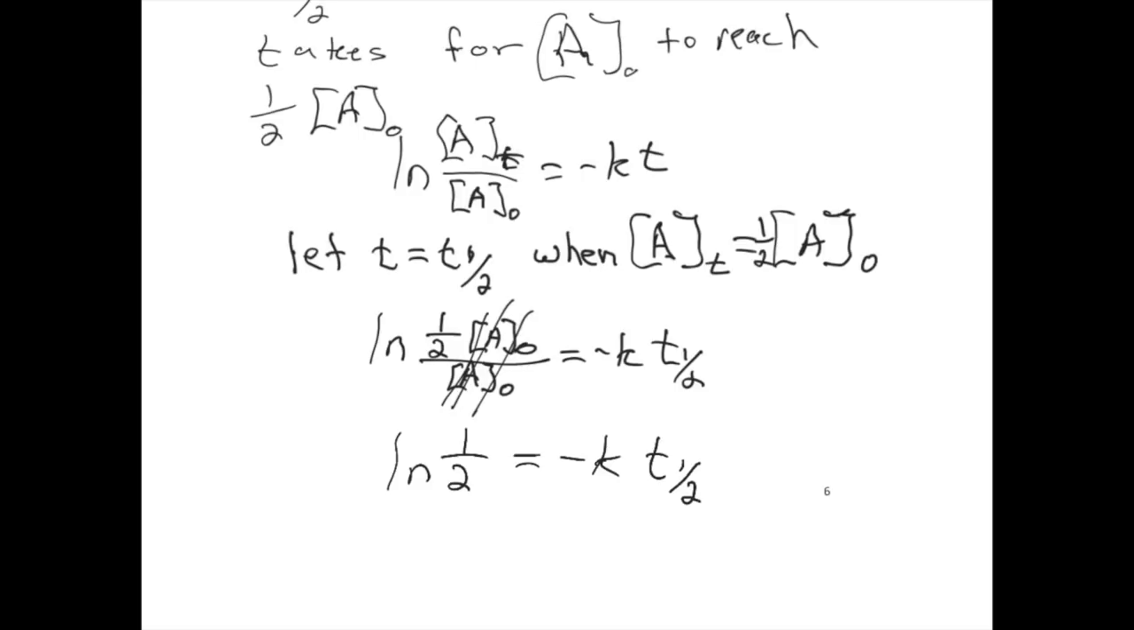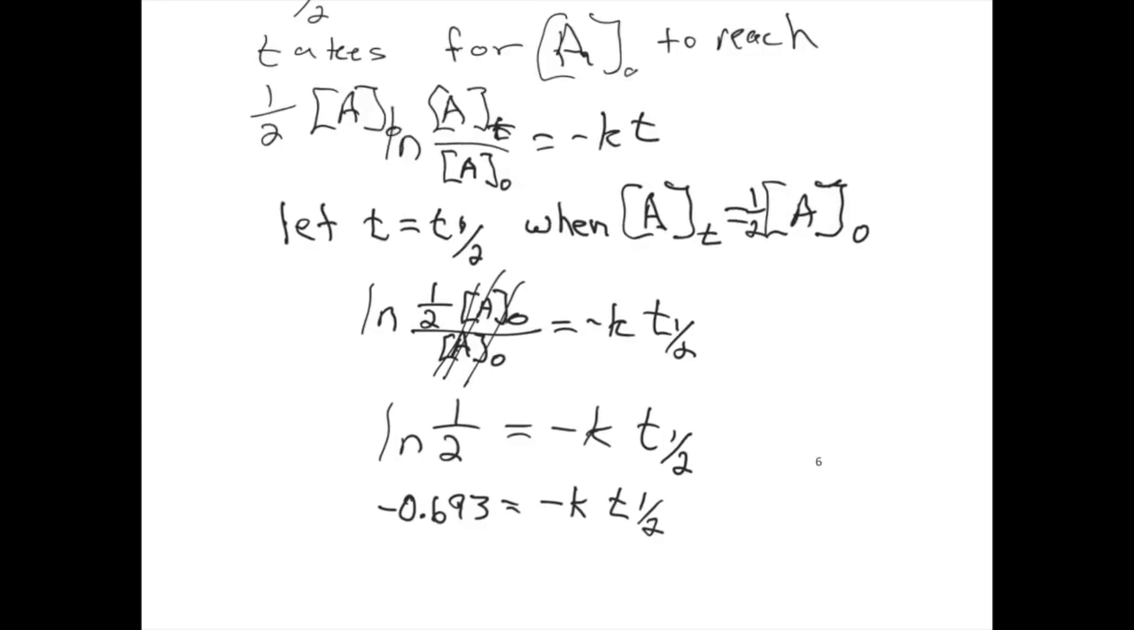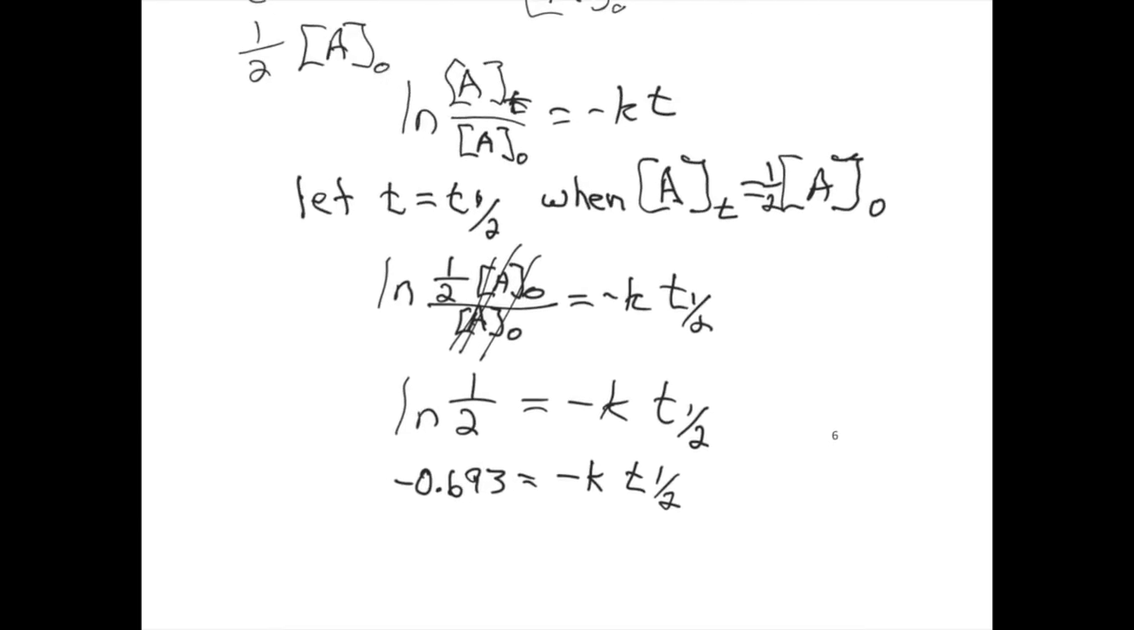And if I take the natural log of 1/2, that gives me negative 0.693 is equal to minus k times t1/2. Remember, k is the rate constant. And if I go ahead and divide both sides by minus k, I get the following equation. And this is a very handy equation, and it only works for first order reactions.